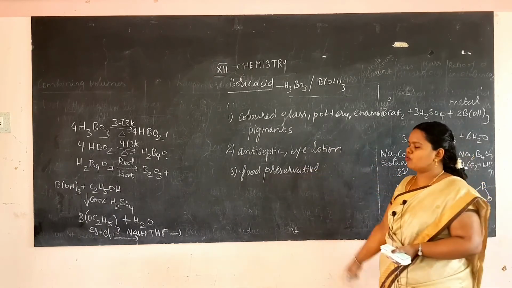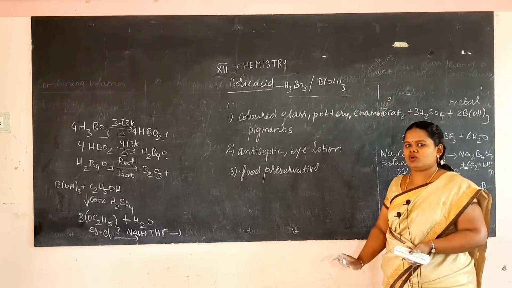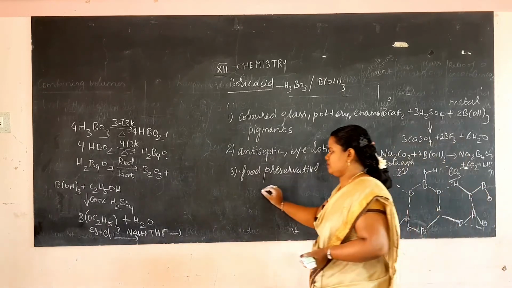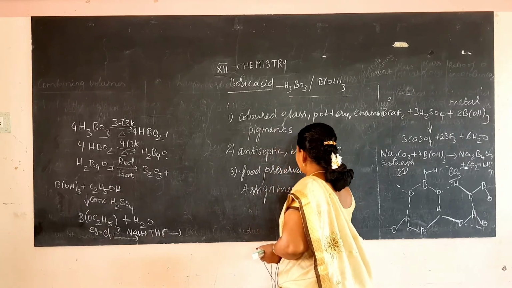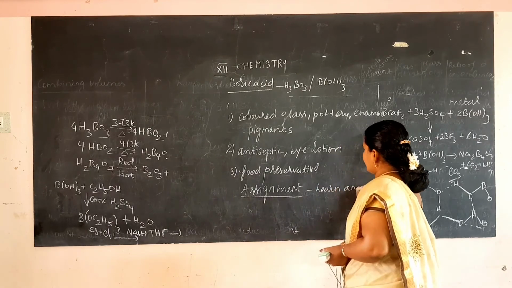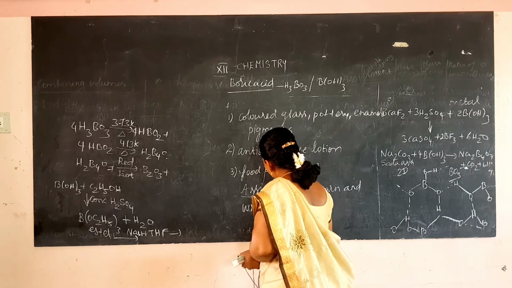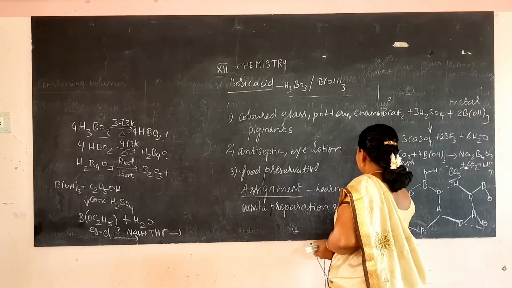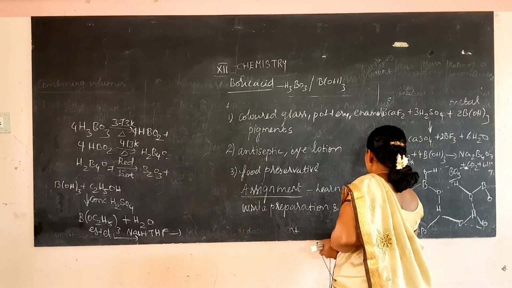So for your homework, learn and write the preparation and properties alone, not the uses and not the structure, only the preparation and properties of boric acid. Your assignment is to learn and write the preparation and properties of boric acid.